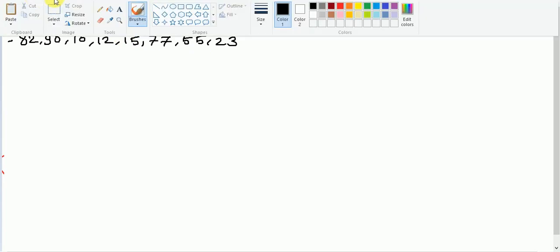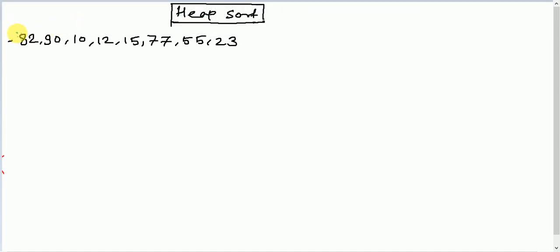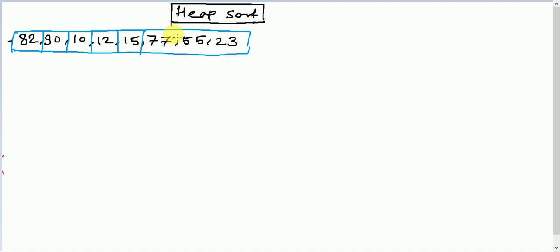So what I'll do here, first of all, I'll construct a heap from this array. First I'll convert that array into index form and give the elements an index: 82, 19, 10, 12, 15, 77, 55 and 23. This is index 0, index 1, index 2, index 3, index 4, index 5, index 6 and index 7.